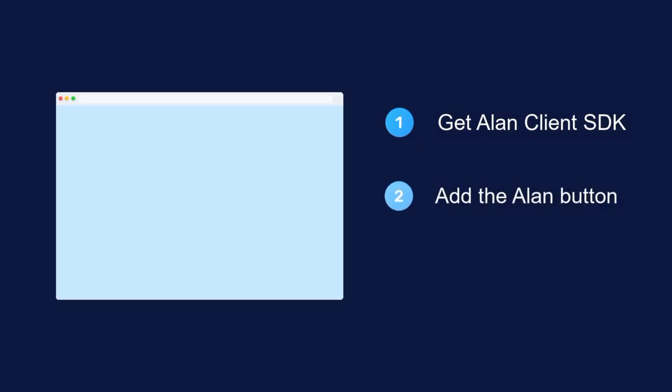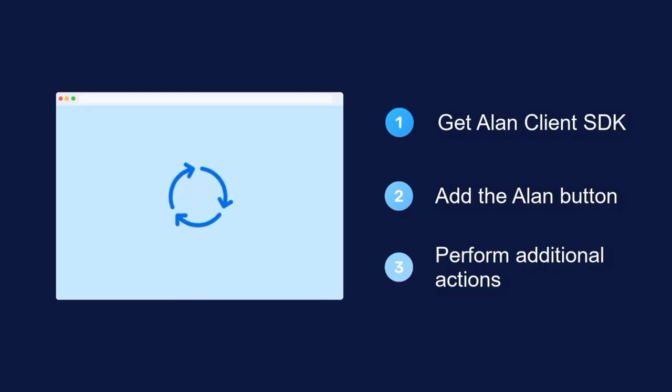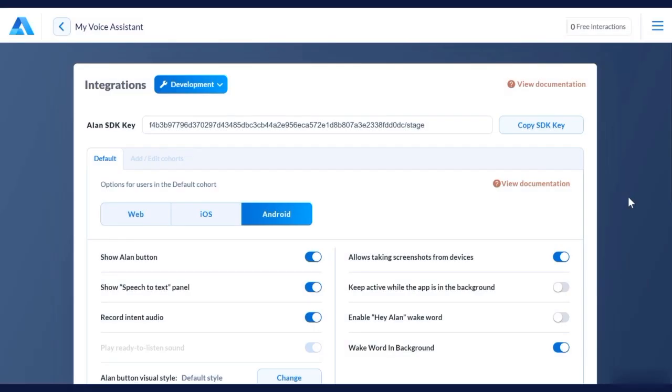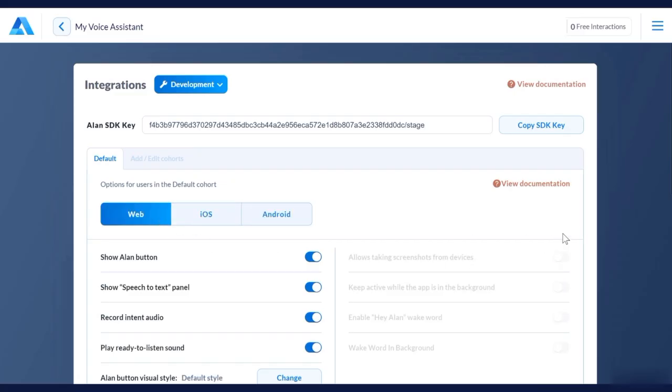Next, you add the code for the Alan button to your screen or page. Then, perform additional actions if your platform requires it. Once you compile your app, you'll see the Alan button on top of your UI. Now you can click it and interact with the voice assistant built into your app using the commands from the voice script we've designed. Let's see how it works with our web app. We need the web platform and JavaScript.